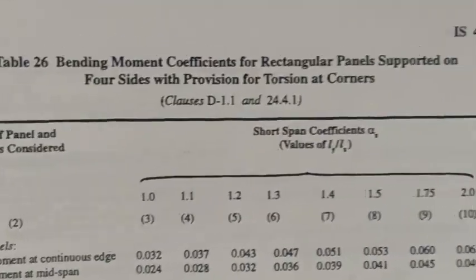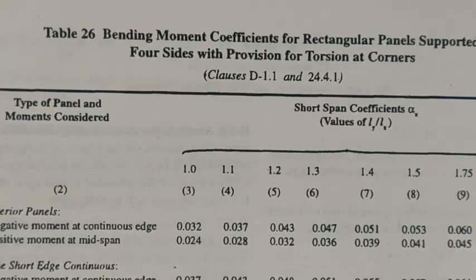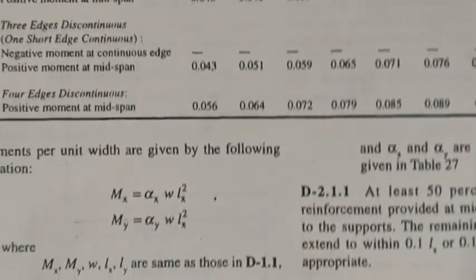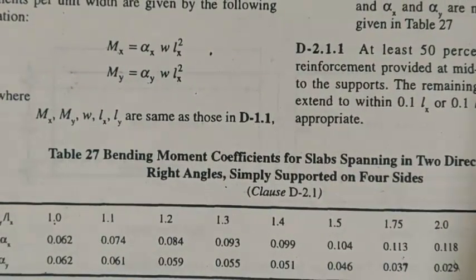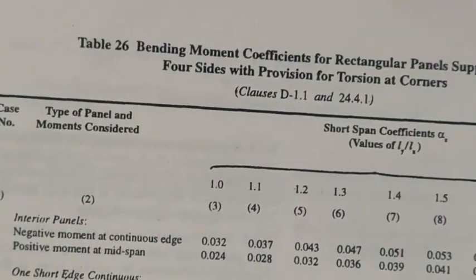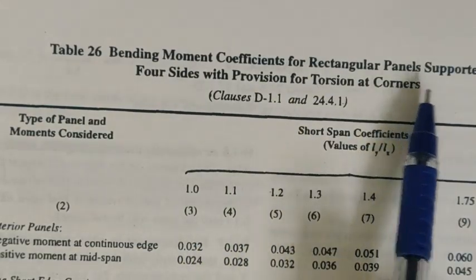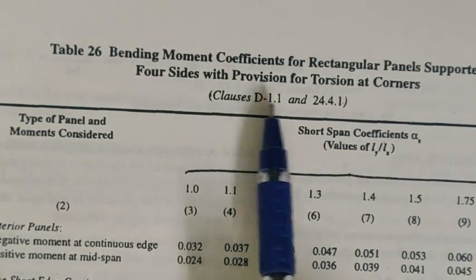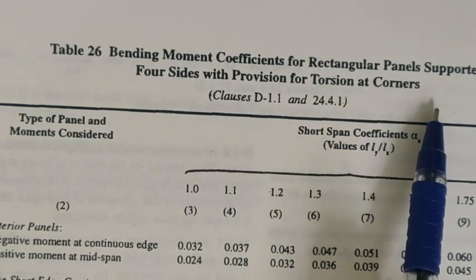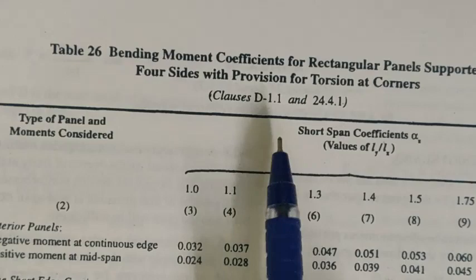This is the table. Now earlier we used to define the moment coefficients for the unrestrained slabs by using table 27. Okay, so now we will be using table 26. So what does it say? Bending moment coefficients for rectangular panels supported on four sides with provision for torsion at corners. So if there is a provision for torsion at the corners, we are talking about the restrained slabs.